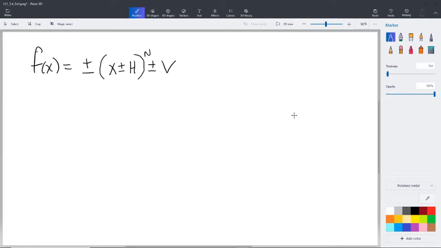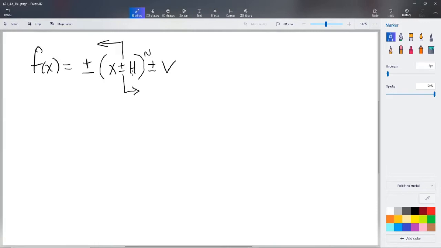F of x equals plus or minus x plus or minus h to the power of n plus or minus v. Now let's break down each element of this to determine how it affects our graph. The first part we're going to talk about is the h. And h is horizontal, as in left and right. And because of our George rules, remember our Seinfeld, this is going to move the opposite way that you think because of the sign. In other words, if it's plus, it's going to move to the left. If it's negative, it's going to move to the right.